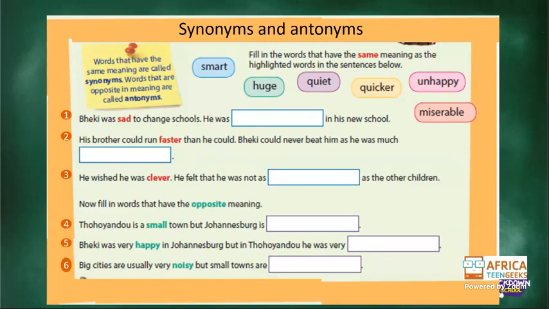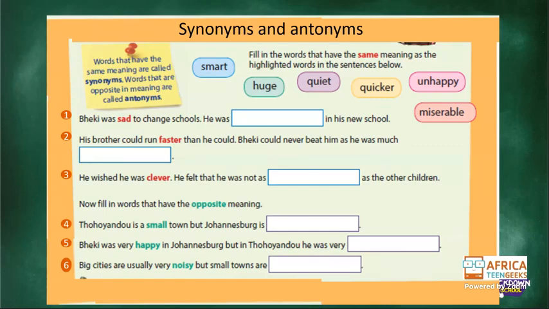There's no big up there. Which word up there means big? We've got smart, huge, quiet, quicker, unhappy, miserable. Which one do you think? I would say huge. Good. Number 5: Peggy was very happy in Johannesburg, but in Toyando he was sad. Miserable or unhappy. Good.